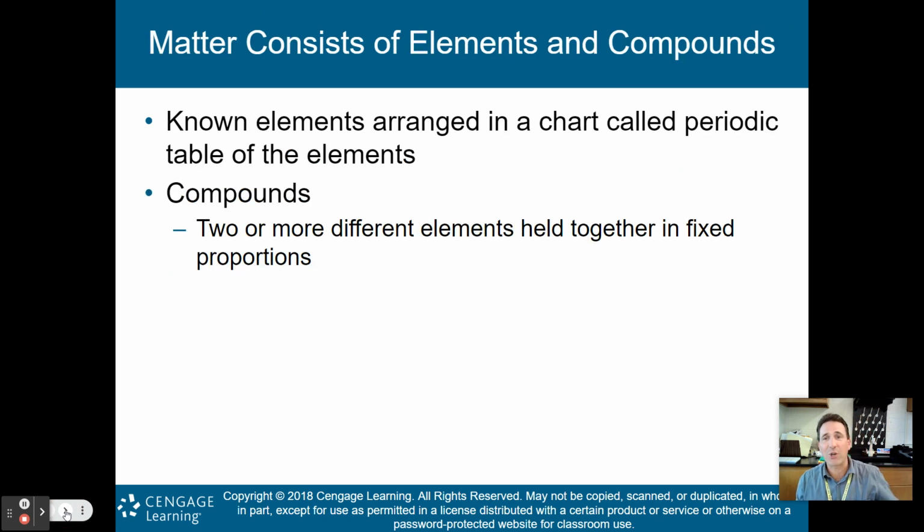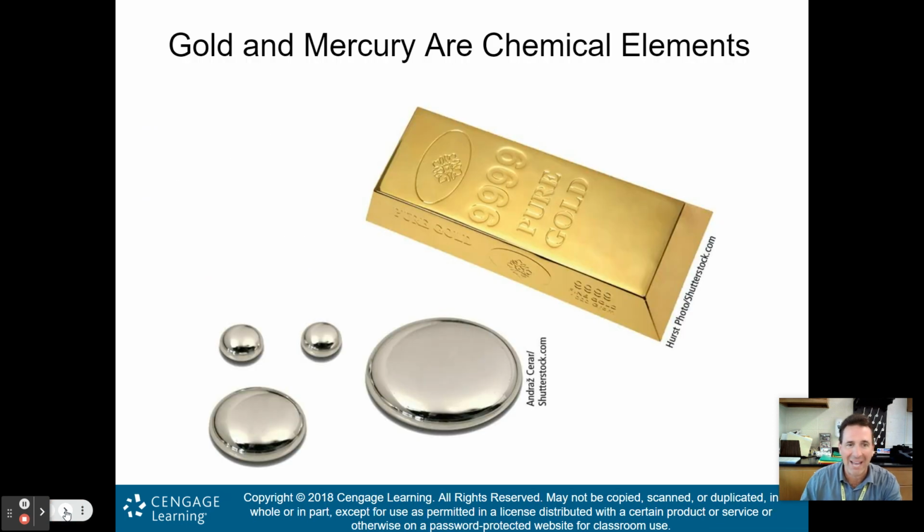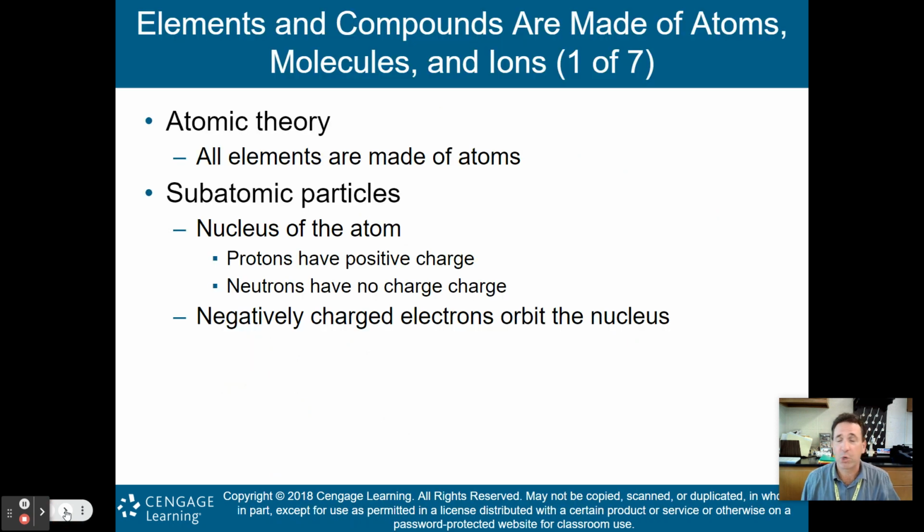Okay? Known elements are arranged in a chart called the periodic table of the elements. A compound is just 2 or more different elements held together in fixed proportions. All right, that's what a compound is. So an element is your base, and then you take elements and put them together to produce these compounds. So for instance, this is gold and mercury. Obviously, these are elements. You cannot break them down any further than what they look like now. This is their base, mercury and gold. You can't break them down anymore. But you can combine them with other elements to produce compounds.